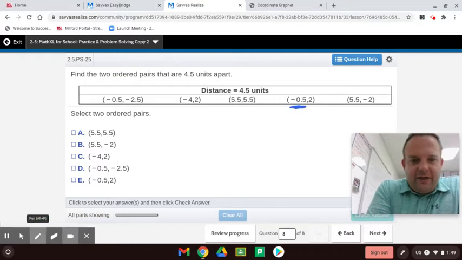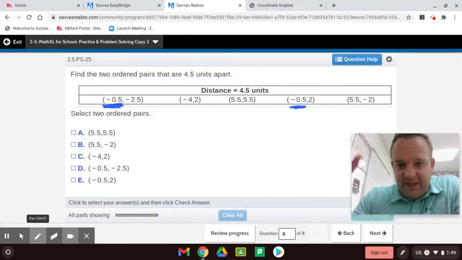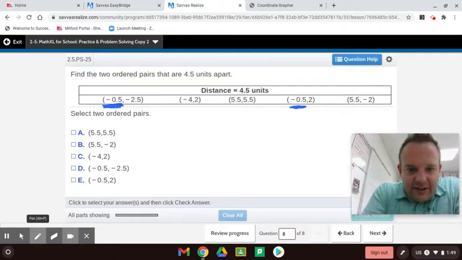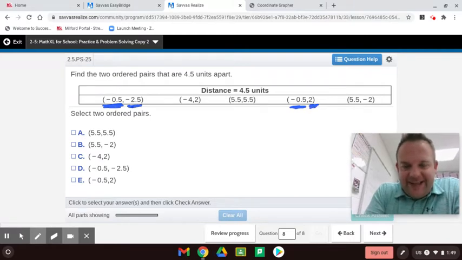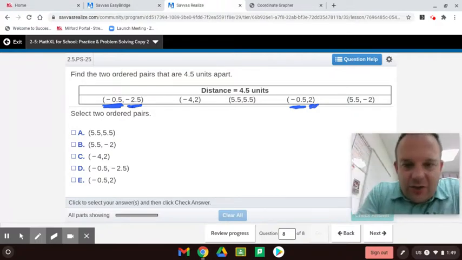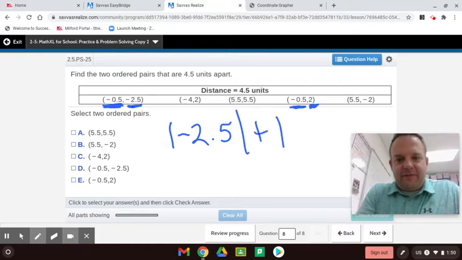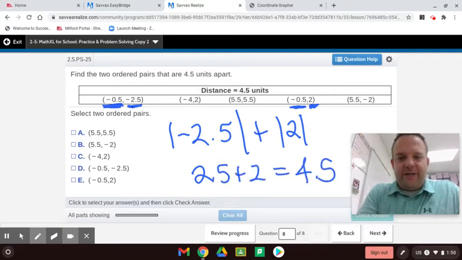-0.5 and -0.5. These are the type of questions that are going to be on tests, okay? These type of questions go on tests, so make sure you got this one. This is negative. This is positive. Indicates that we're crossing quadrants. So we're going to add those absolute values. Absolute value of -2.5 plus the absolute value of 2. So this one is 2.5 plus 2. That equals 4.5. And that's our target.